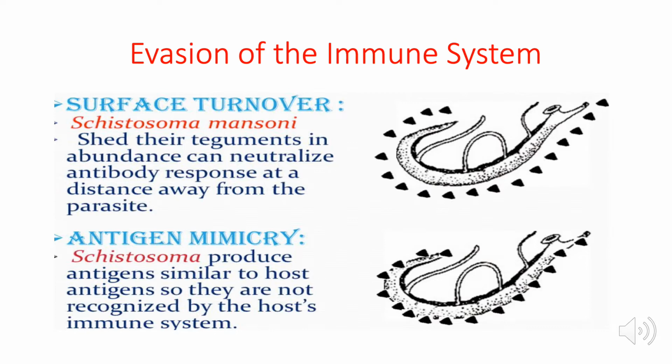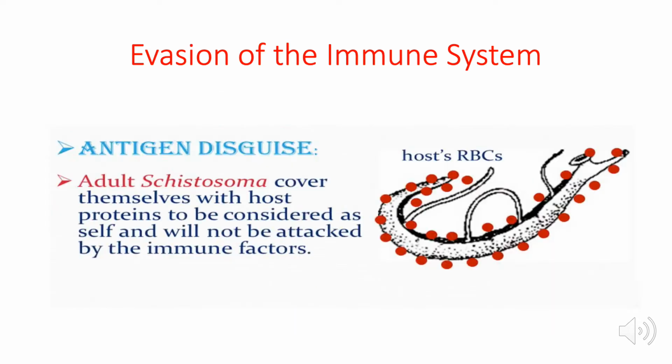Then, some of them can also display antigen mimicry, meaning they will display antigens that look similar to the antigens of the human host. Therefore, they will be treated by the immune system as self and they will never be attacked. Others evade the immune responses by antigen disguise, meaning they will cover themselves with the host proteins so that they will be considered as self by the immune system.